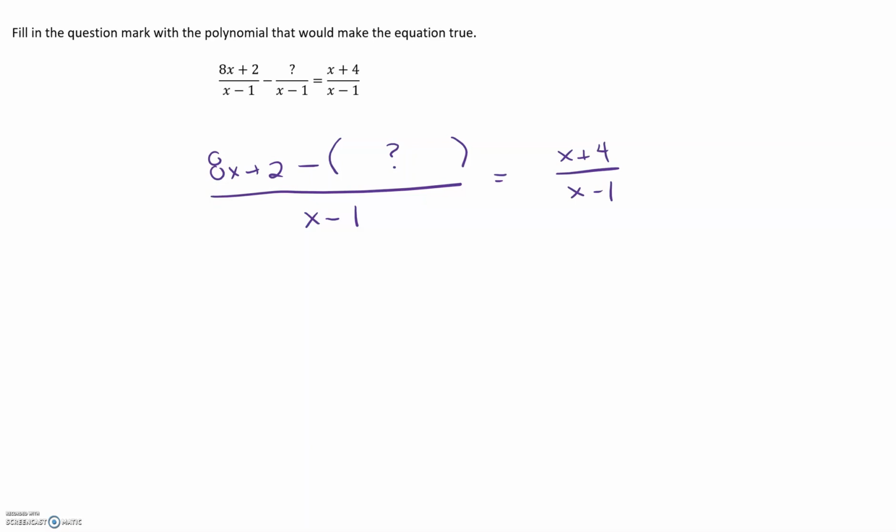All right, so the bottoms already look the same, right? X minus 1, but we need the tops to look the same. So we want to know what's going to go in these parentheses that's going to make the tops look the same. So I have 8x minus something has to give me x. So 8x minus what is 1x? Well, that has to be 7x, right? 8x minus 7x is just x.